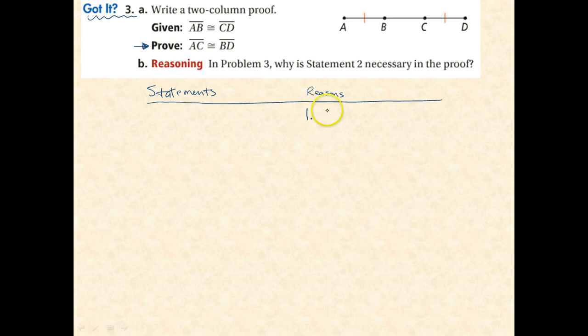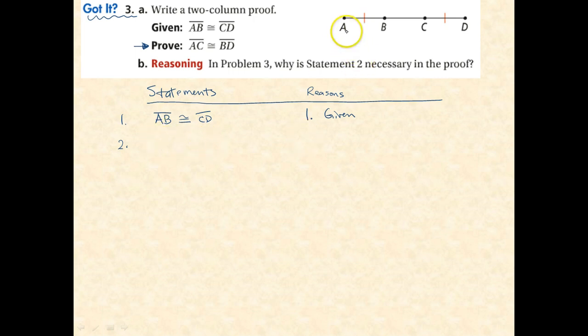Well, a good place to start is our given statement. So how about this? Segment AB is congruent to segment CD. I like it. I think that's a good place to start. Okay, well, what good does that do me? Where can I go from here?